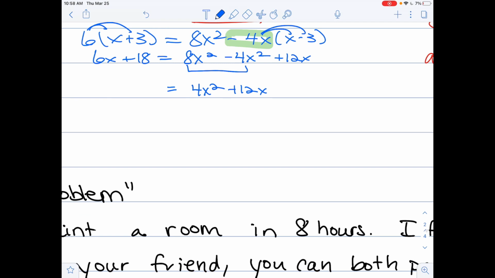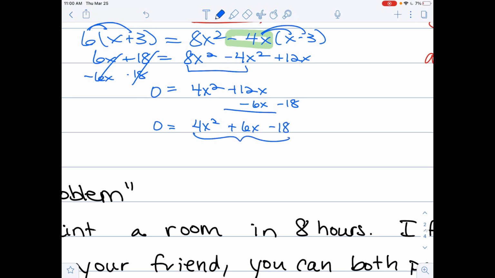And we're going to need to move everything to the same side because this is going to be a quadratic. So we're going to subtract the 18 from both sides as well. We end up with 0 equals 4x squared plus 6x minus 18. Let's pull out a GCF here. We can pull out a 2. We get 2x squared plus 3x minus 9.